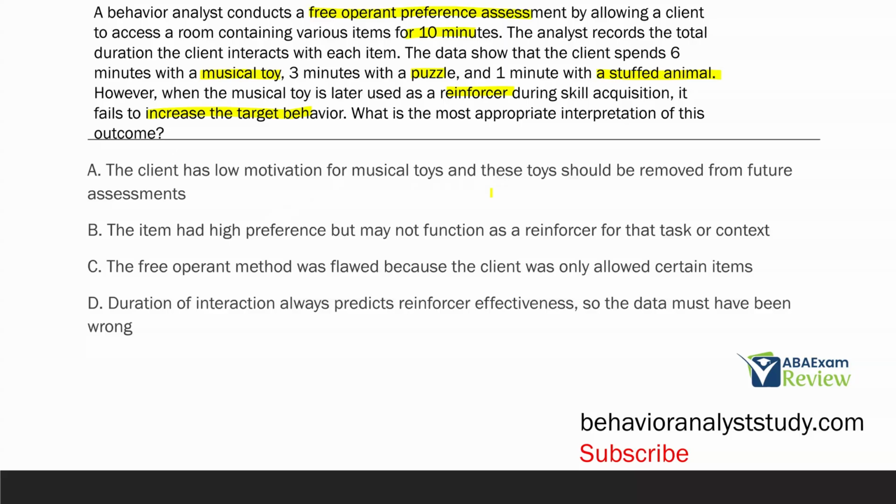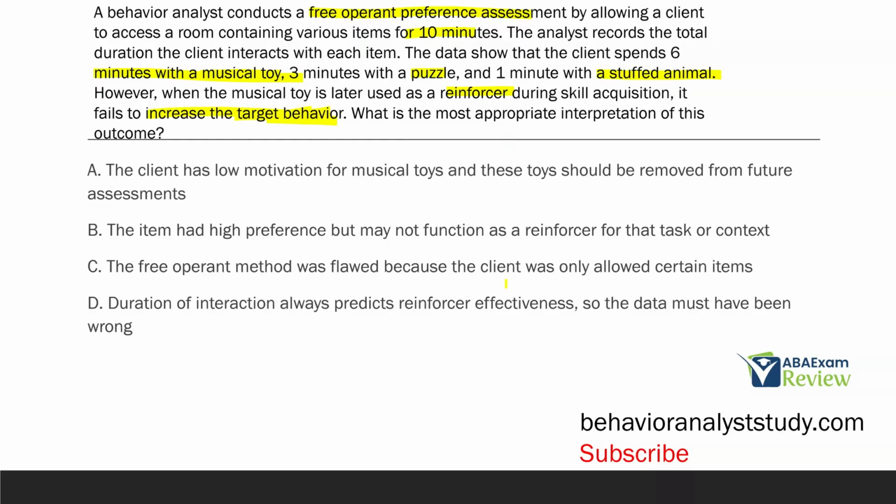B, the item had high preference but may not function as a reinforcer for that task or context. Yes, right? We clearly had a client who was spending time with the toy, so it looks to be a high preference toy, but it's not reinforcing because it's not increasing the target behavior. So B makes a lot of sense.